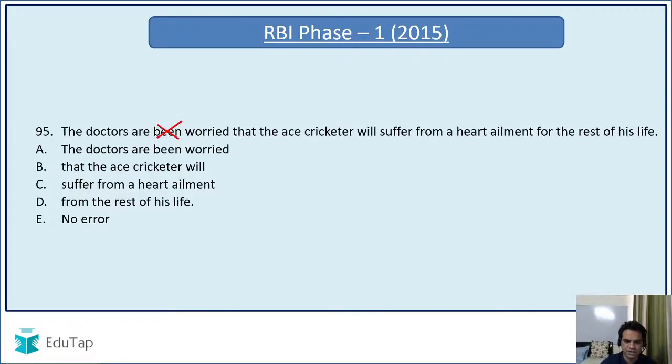The doctors are worried that the ace cricketer will suffer from a heart ailment for the rest of his life. So the correct option here was option number A, guys. For the rest of the life? No, for the rest of his life. Shanta, why the life?